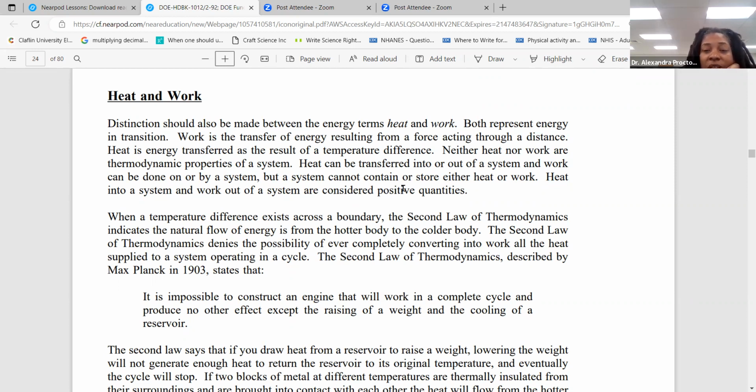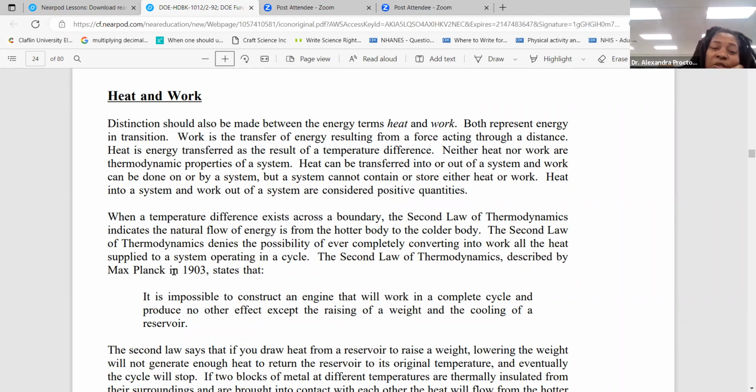Neither heat nor work are thermodynamic properties of a system. Heat can be transferred into or out of a system, and work can be done on or by a system, but a system cannot contain or store heat or work. Heat into a system and work out of a system are considered positive quantities.